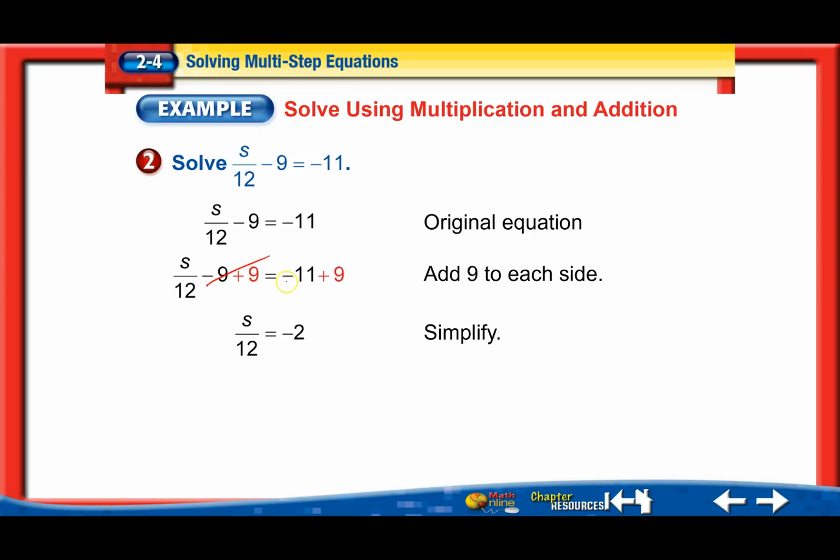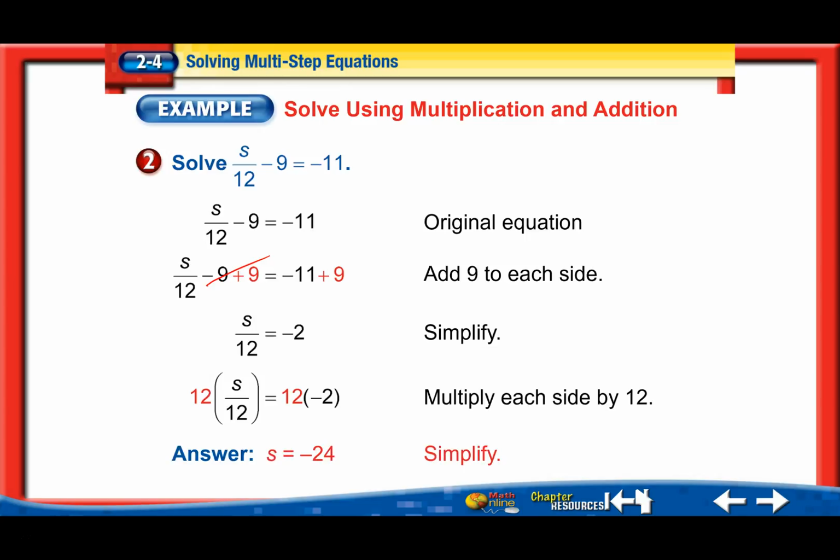Oh, be careful on this. Negative number plus a positive number. You subtract them and keep the negative side. Or you add, yeah, whatever. Comes out to negative 2. From here, we're going to multiply by 12 over 1, or 12 on both sides. So s is going to equal, negative times a positive stays negative, negative 24.